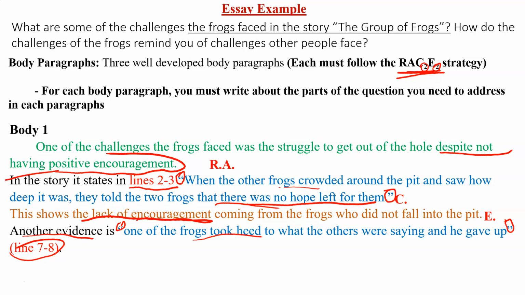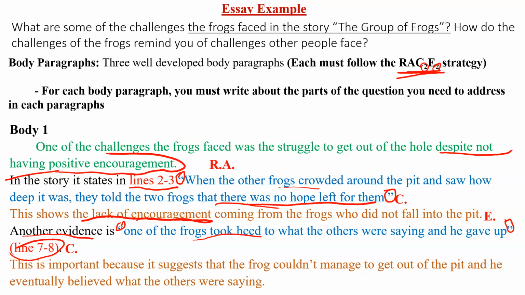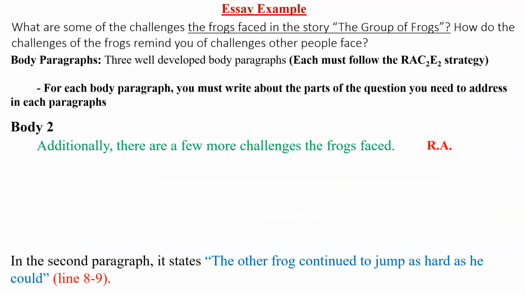The fact that eventually you just gave up, man, you were struggling so hard to get out and you're going to give up. It's hard, but it's a challenge. So my explanation, that was a C. My explanation is this is important because it suggests that the frog couldn't manage to get out of the pit and eventually believed what the others were saying. So now this belief comes into the frog's mind, and so he decided to give up. And that's my first body paragraph. So notice that was the first challenge I talked about. As I said in the introduction, I'm going to talk about two challenges, which means I'm going to talk about the second challenge. So here we go.